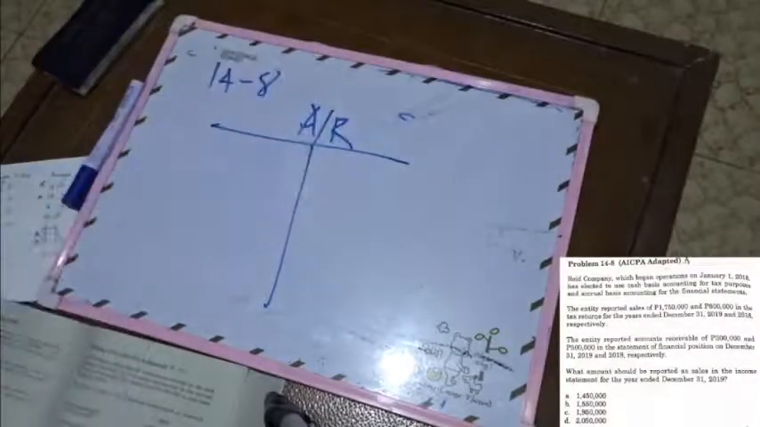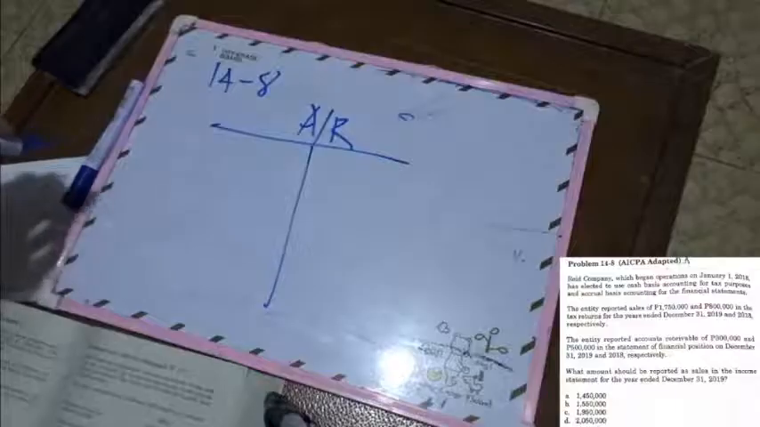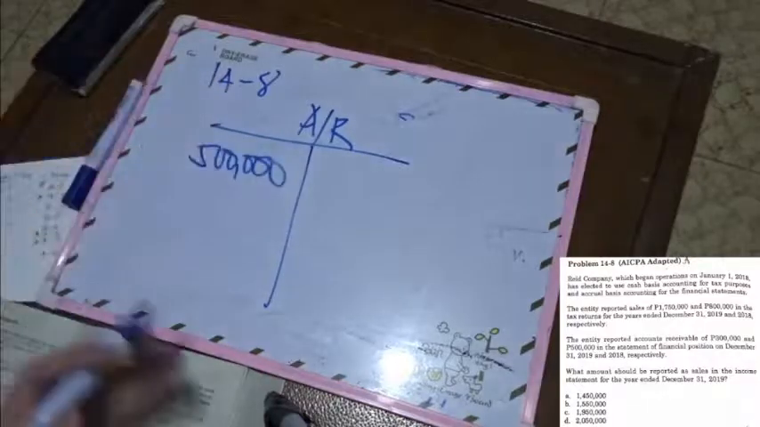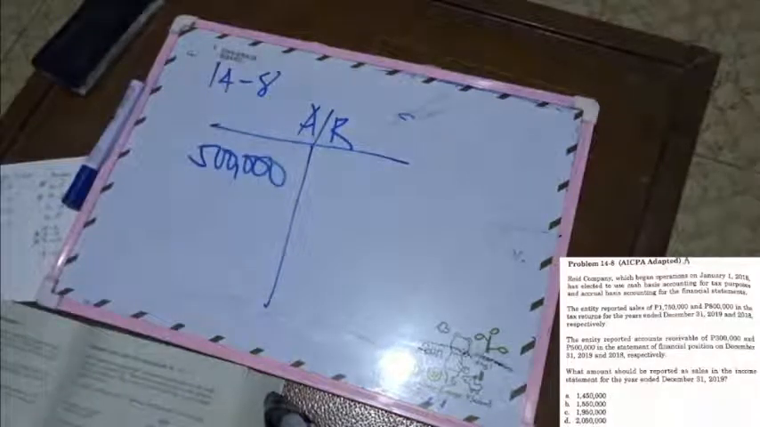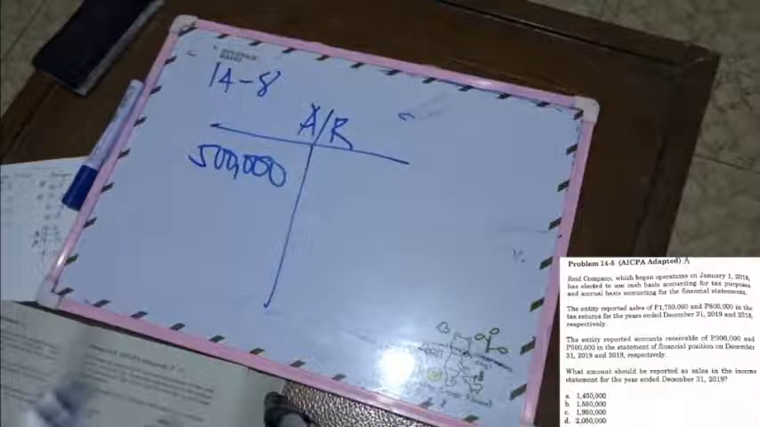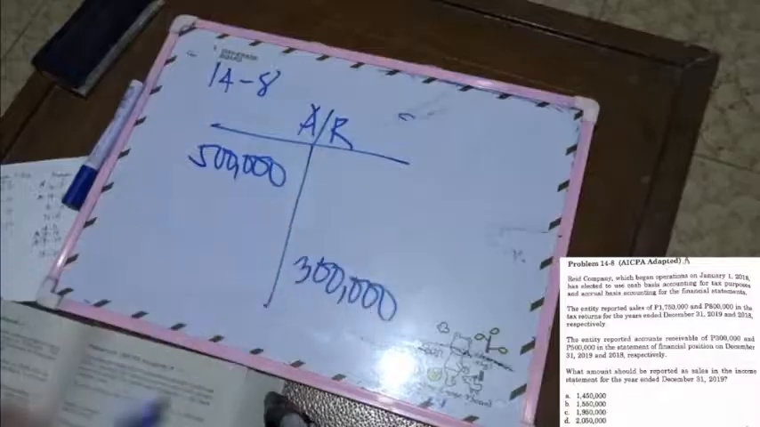So we just prepare an AR account. So beginning balance of AR is 500,000. Be careful of this one. If you'll notice, the givens were not provided in chronological order. So 500,000 as the beginning balance and 300,000 as the ending balance.